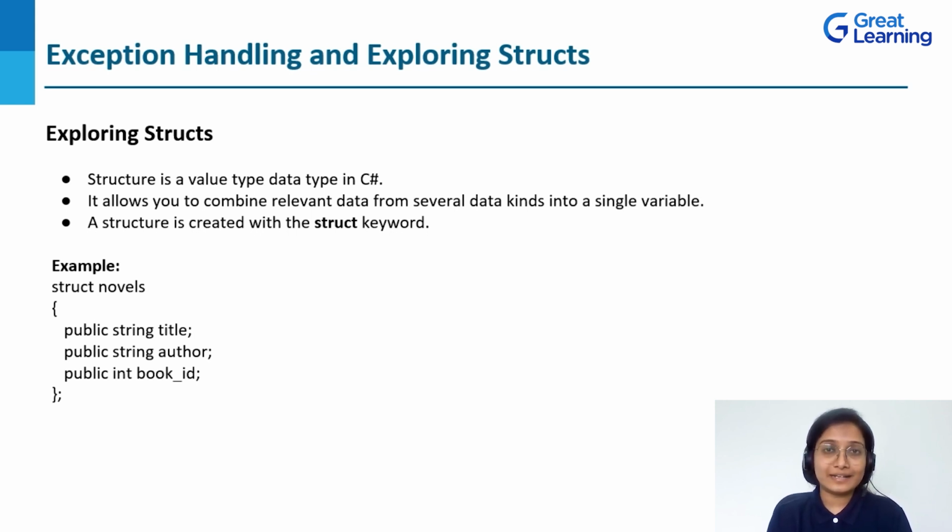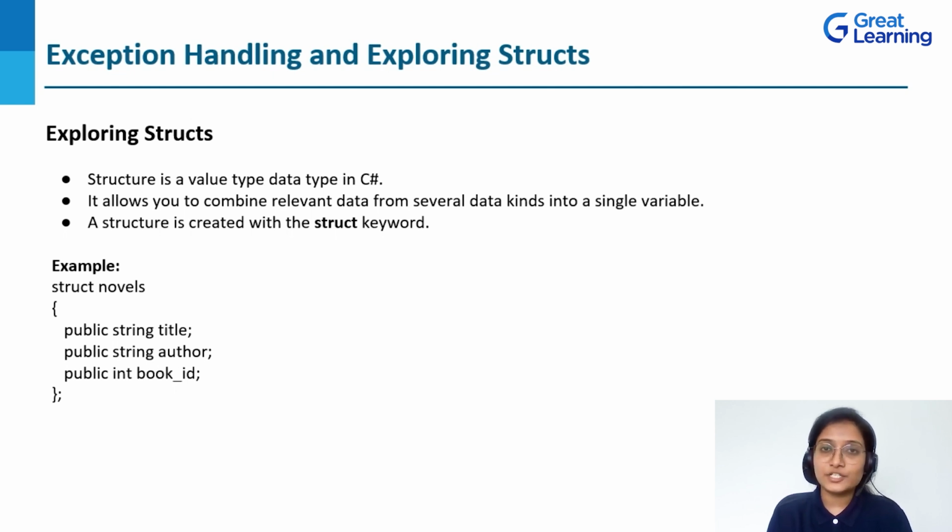So you need three different elements here. Majorly the author, the second one is the title, and you have the book ID. Title and author as string, right? And also you have public int book ID. So what happens in book ID? ID contains numbers, right? I have put up int. So you have a mixture of string and integer in the structure called novels. So this is how the structure looks like.